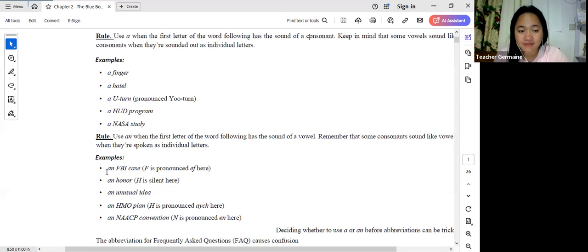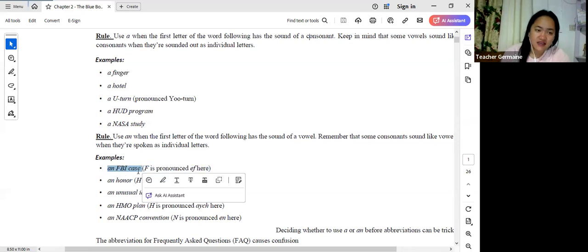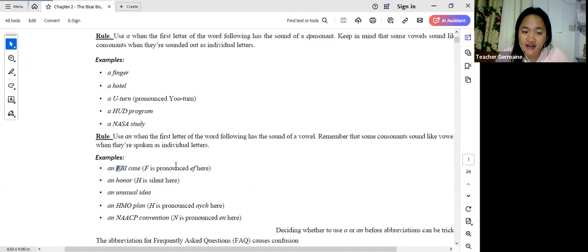First example, okay, you have here an FBI case. Teacher, why are we using "an" where in fact letter F is a consonant? Okay, why "an"? It's because letter F here is pronounced "eff". So you start with the beginning sound of E. E is a vowel sound. So that's why we use "an". So we say an FBI case.